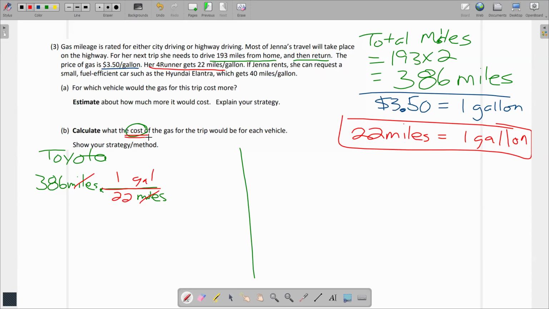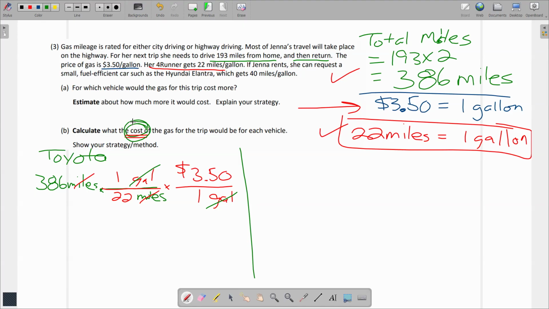I have gallons. So I'm going to multiply by another fraction because I got to get rid of gallons. So I've used this, I've used that. It's time to use that fact right there. And that fact said that 1 gallon is the same as $3.50. And so that's going to let me get rid of gallons. And the only thing not crossed out is money. So I met my goal there.